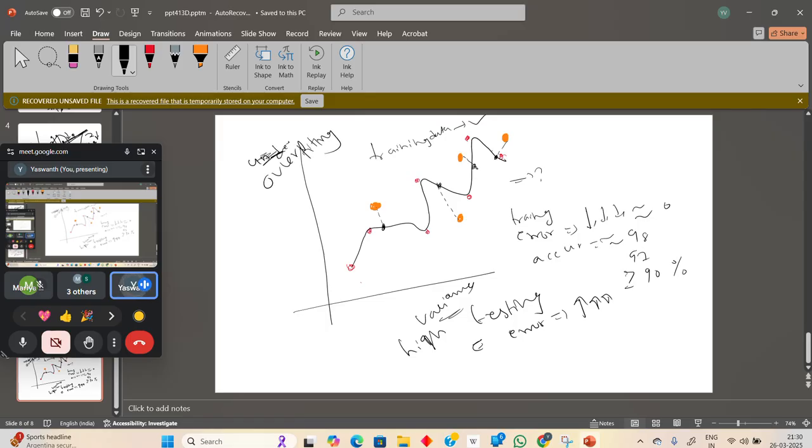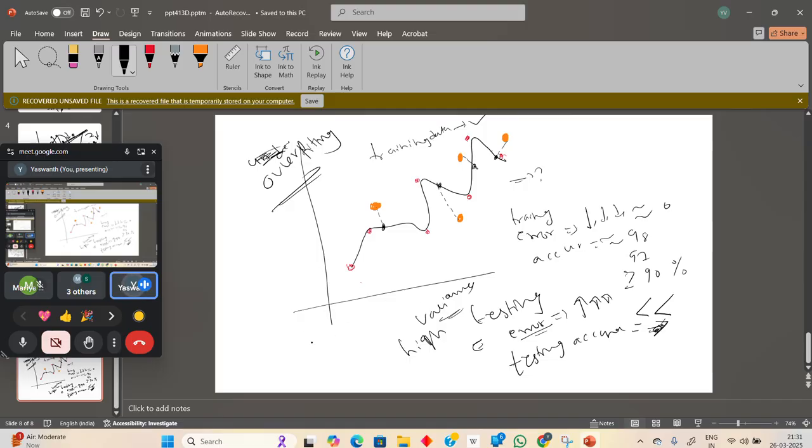Overfitting. Here we will have high variance, and obviously testing accuracy will be very less.